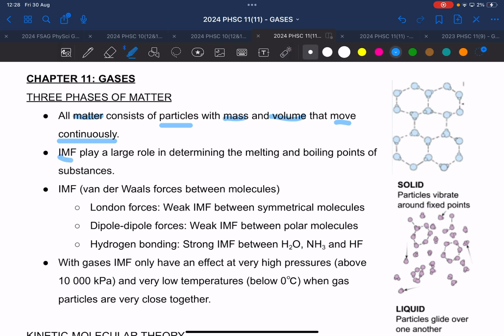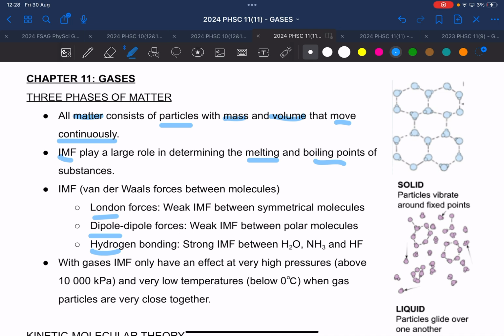Then intermolecular forces play a strong role in determining the melting and the boiling points of substances. And you had a whole chapter on that. Because you saw the stronger the intermolecular forces, the more energy it will take to overcome those forces. You spoke about London forces, dipole forces, and hydrogen bonding. You remember that? Yes. Right.